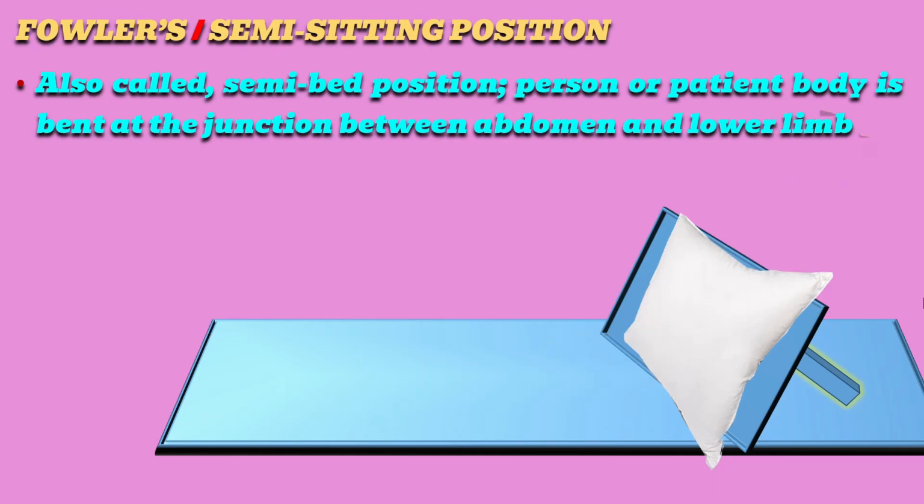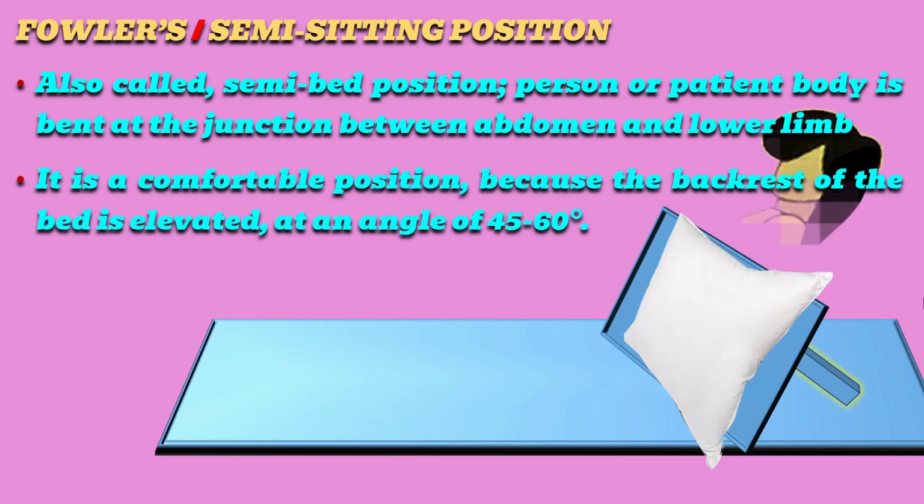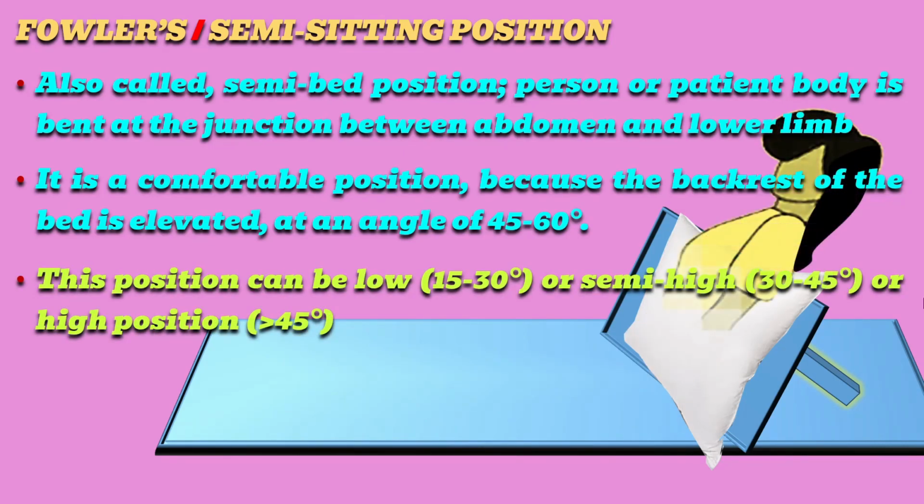Fowler's, or semi-sitting position. It is also called a semi-bed position. In this position, the person's or patient's body is bent like the alphabet L, at the junction between abdomen and lower limb. It is due to the backrest of the bed being elevated at an angle of 45 to 60 degrees. This position can be low, that is, 15 to 30 degrees, or semi-high position, with an angle of 30 to 45 degrees, or high position, that is more than 45 degrees.